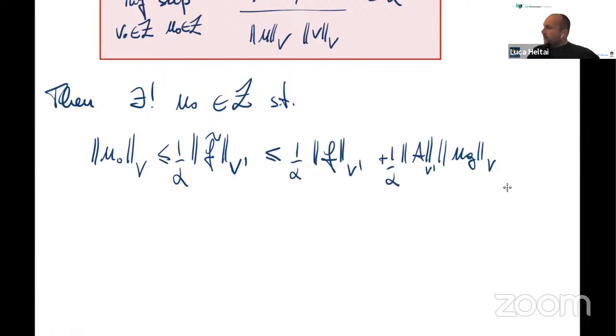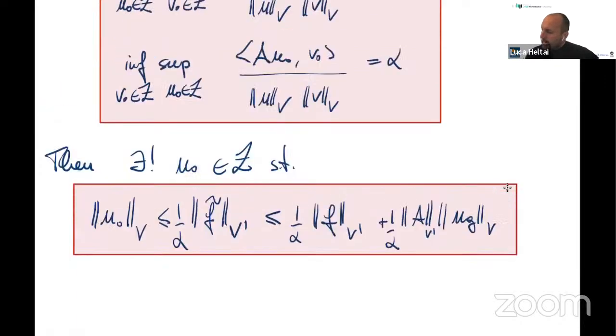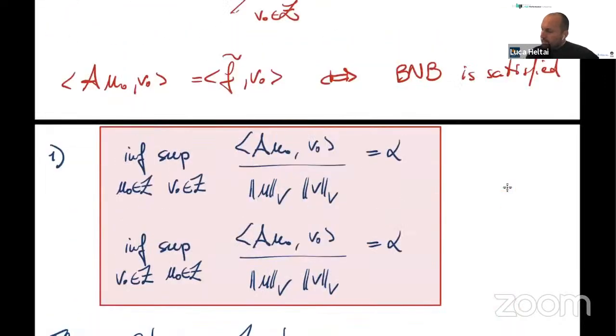So A is a bounded linear operator, UG is given by the solution to G, and we have this property. This comes simply from asking that there exists a unique solution to the first problem. And of course, we restrict ourselves to the space Z. So we don't need to check the inf-sup condition on the entire space V, but just on a subspace of that. That's important, and it will be used in the future for some of the things.